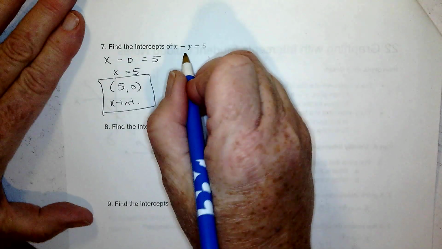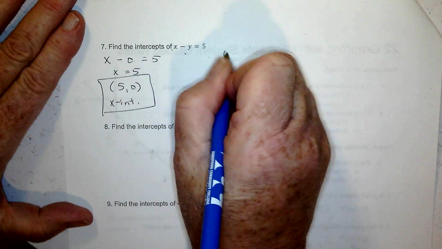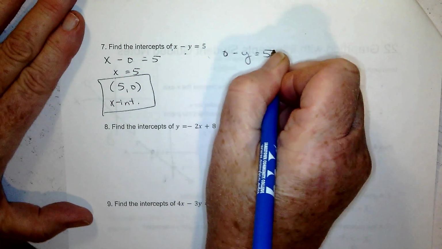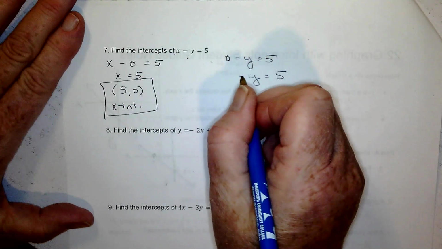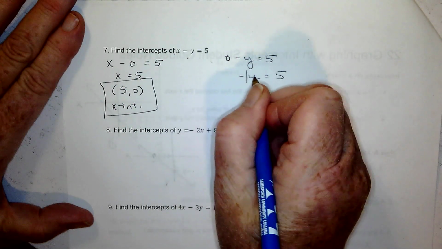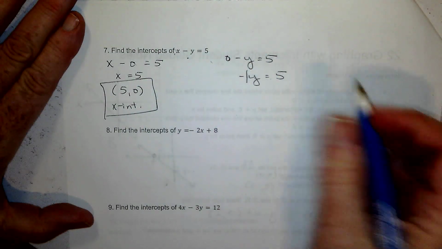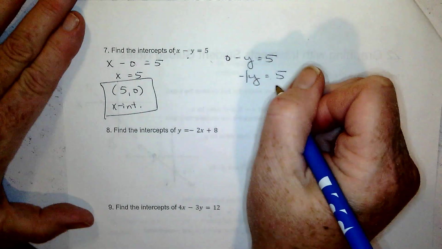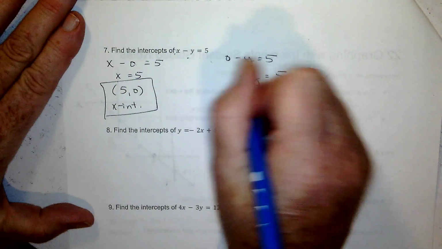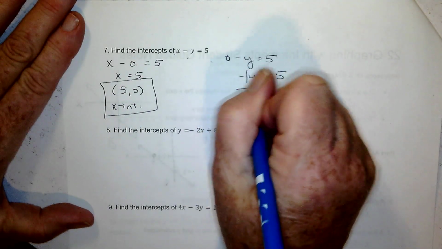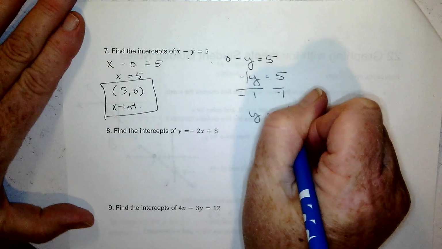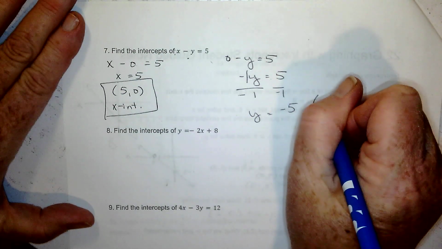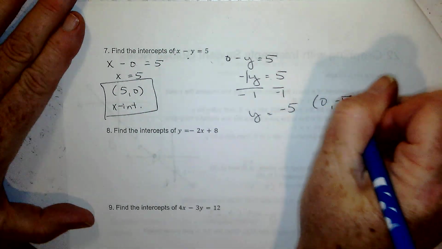For the y-intercept, we have to let x equal 0. So 0 minus y is equal to 5. This is negative y is equal to 5. Now this is the same thing as negative 1y is equal to 5. So we want to get rid of that negative 1. It's currently multiplied to y, so we're going to divide both sides by negative 1. So y is equal to negative 5. So our y-intercept is (0, -5).